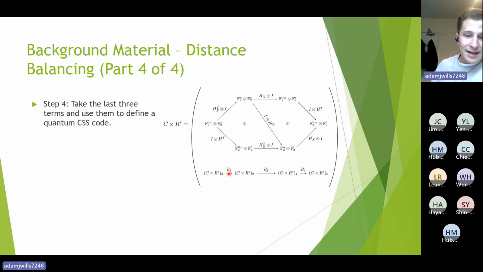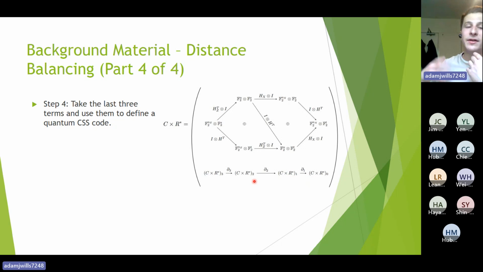The final step is just to take the last 3 terms of the chain complex, so C cross R star 2 down to C cross R star 0, and use them to define a quantum CSS code. Because you may remember that a quantum CSS code is only a 3-term chain. And you can take any 3 contiguous terms or any number of contiguous terms from a chain complex and use them to define a new chain complex. So from this 4-term chain complex, we can just take the last 3 terms, and then that will define a new chain complex. And because it's 3 terms, we can define the quantum CSS code from that.